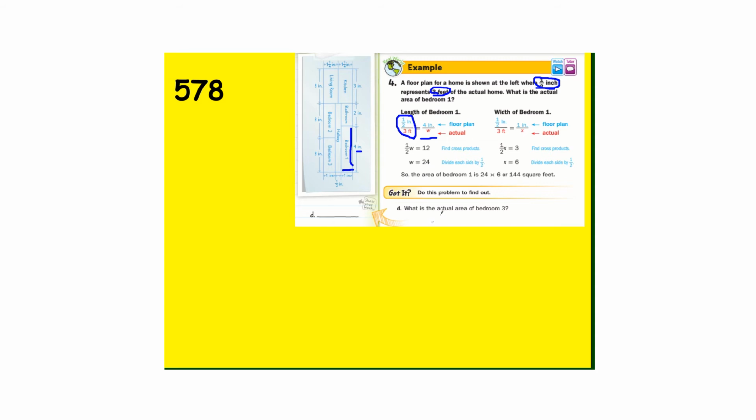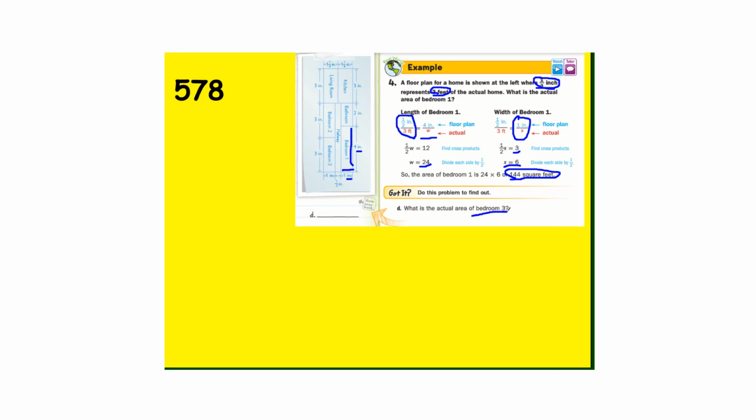Okay, and then you have to do the width. The width is 1. So we have 1 inch. That's what we're finding out. So we have 3 times 1 is 3. Divided by 1/2 is 3 times 2 is 6. So if we have 24 times 6 to get the area, we have 144. Proper labels, 144 square feet.